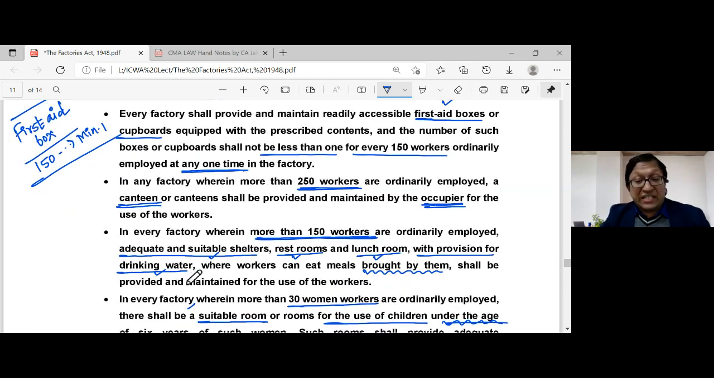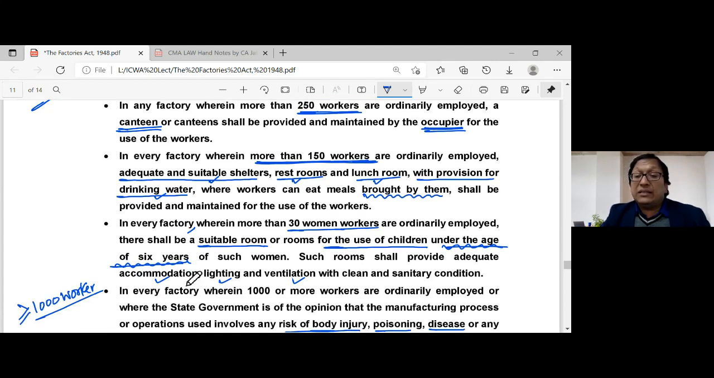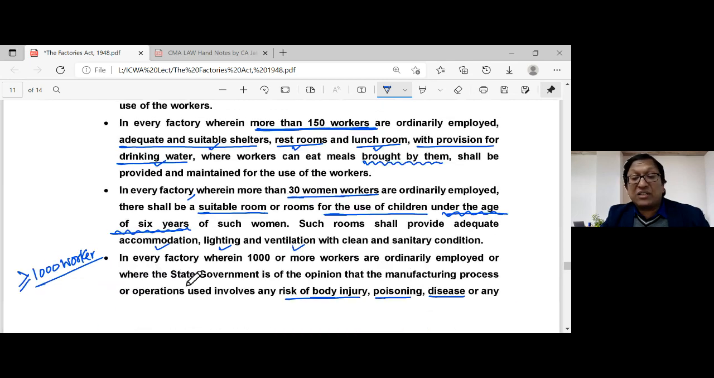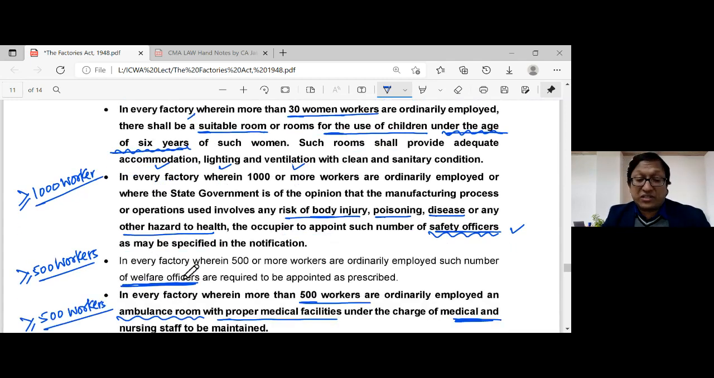You need to have a canteen in your factory if you are employing more than 250 workers. You need to have a lunch room in your factory if you have more than 150 workers. And in case you are employing 30 or more women workers, then you need to provide them with a suitable room for the use of children under the age of 6 years.